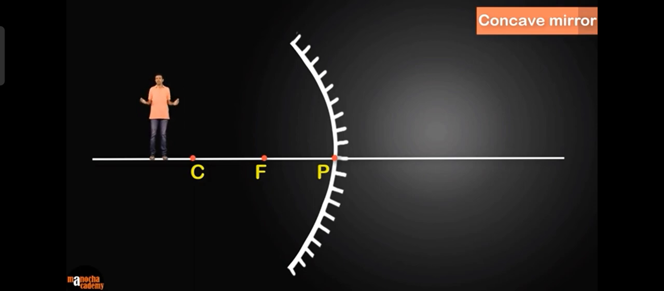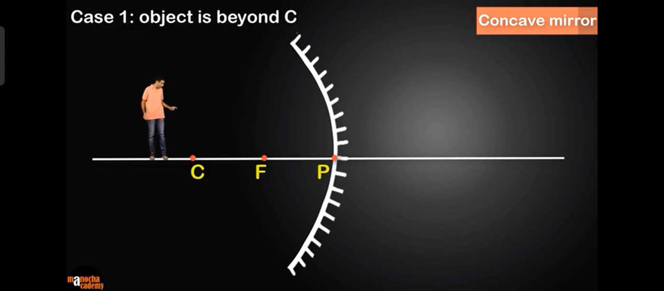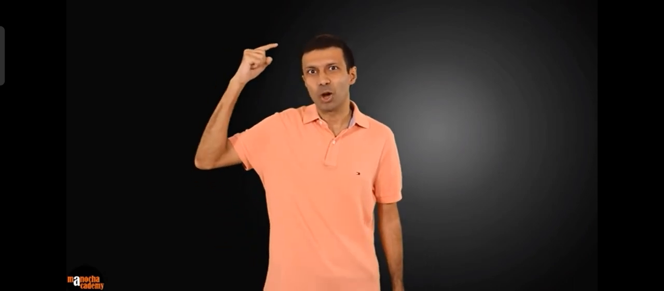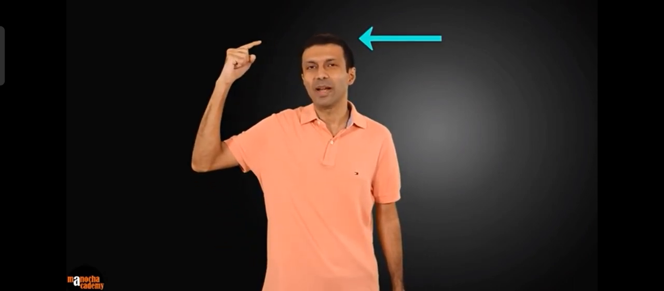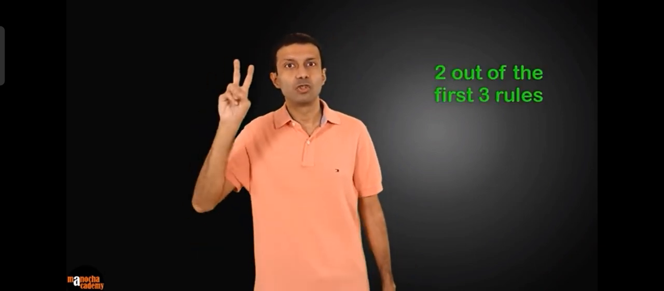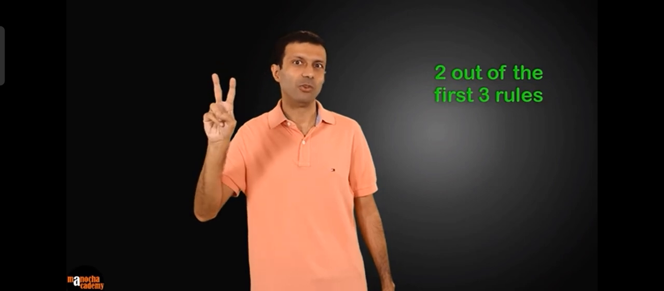So let's start with case 1. I'm beyond C, the center of curvature. You need to consider the rays from the top of the object. So from my head. And remember, we need to take 2 out of the first 3 rules.